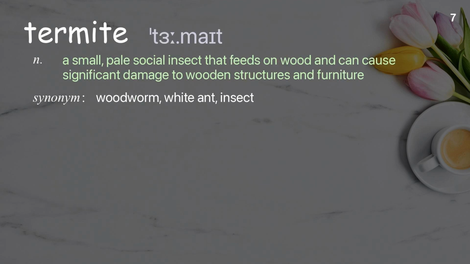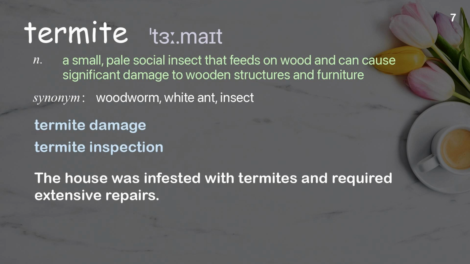Termite. A small, pale social insect that feeds on wood and can cause significant damage to wooden structures and furniture. Examples: Termite damage. Termite inspection. The house was infested with termites and required extensive repairs.